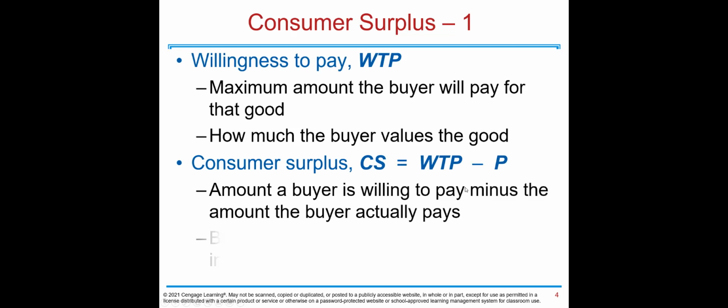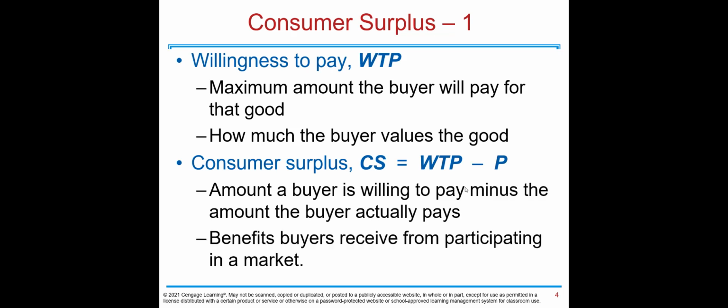Let's start with consumer surplus. First, let's define willingness to pay, or WTP. Willingness to pay is the maximum amount the buyer will pay for that good, and it represents how much the buyer values the good. So consumer surplus, or CS in short, is equal to willingness to pay minus price. So it's the amount a buyer is willing to pay minus the amount the buyer actually pays. And that shows the benefit buyers receive from participating in a market.